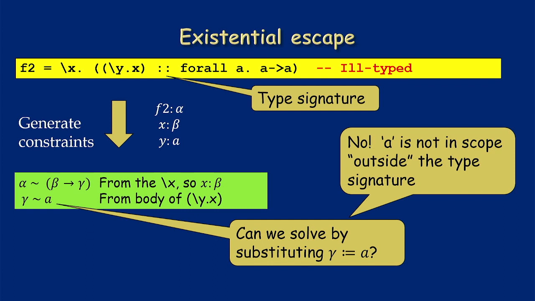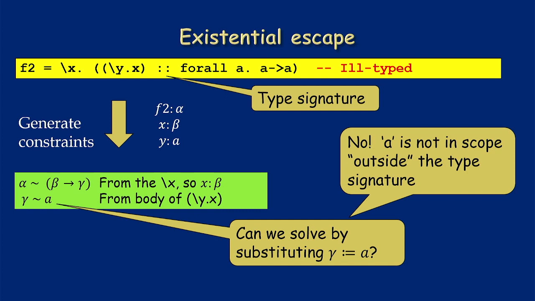But look what happens if we naively generate constraints. We might say, well, the F2 must be a beta to gamma, so x will get type beta, and then in the body here, I'm going to get, dear, what am I going to get? Have I got this completely wrong? I think maybe no, that's right. Then gamma, this result type here, is going to get connected up with x's type.